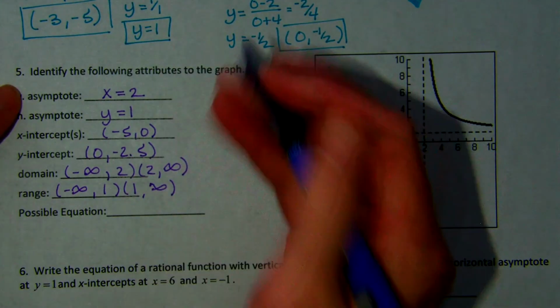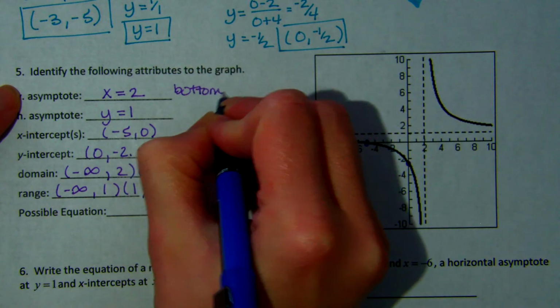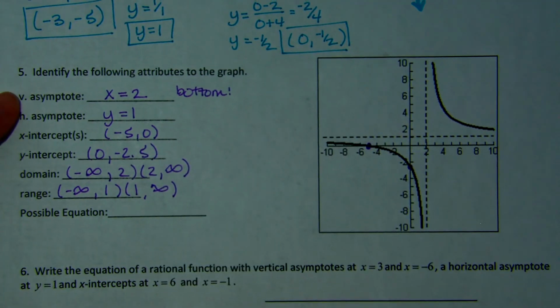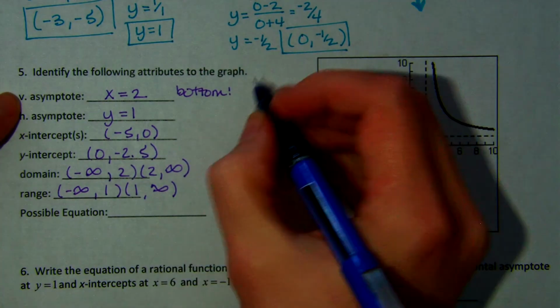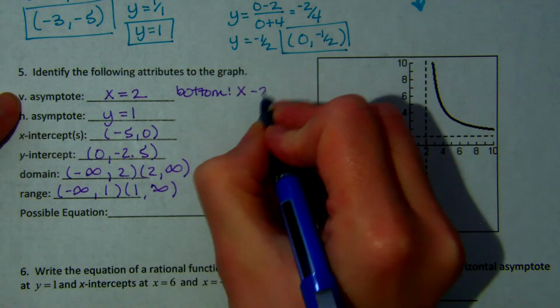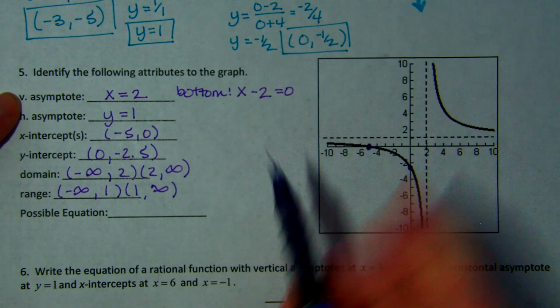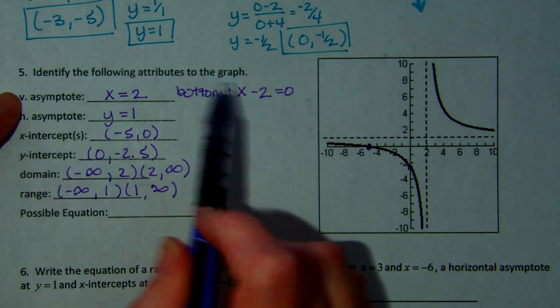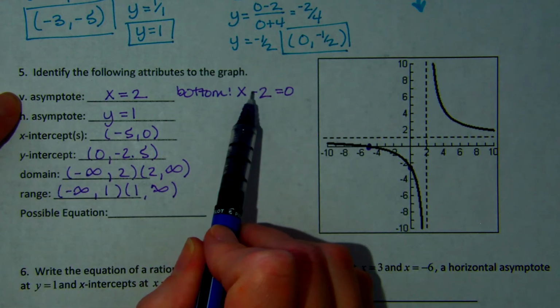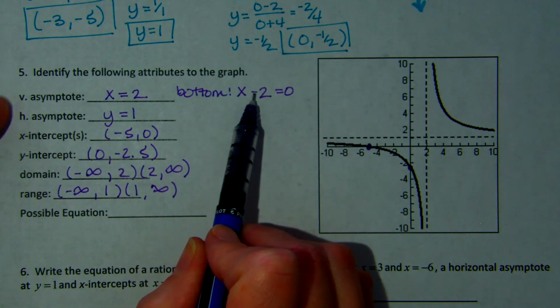Well, the vertical asymptote comes from your bottom, right? And so if my vertical asymptote is x equals 2, that means I started with x minus 2 to get it, right? Because x minus 2 equals 0 gives you x equals 2. So I started with x minus 2, so that's the bottom of this function.